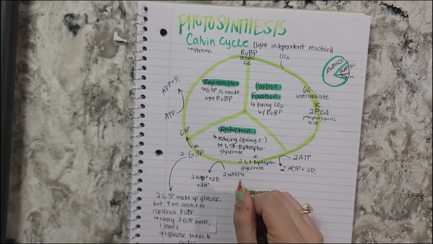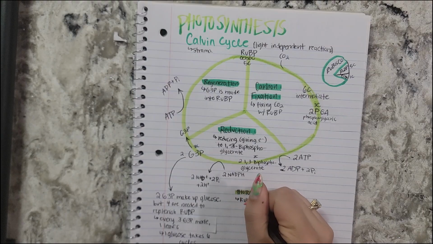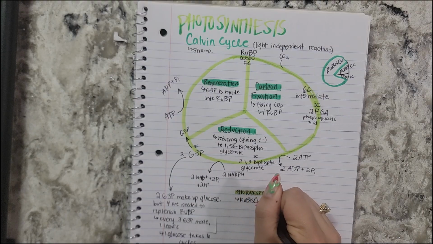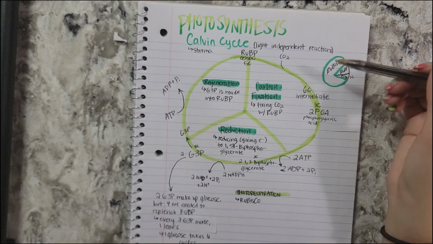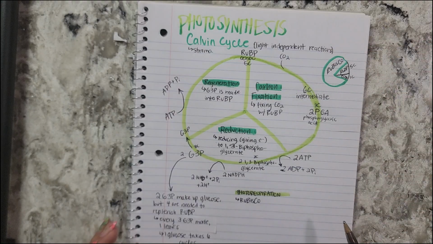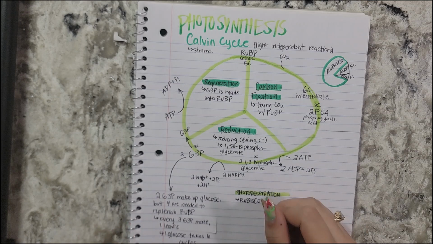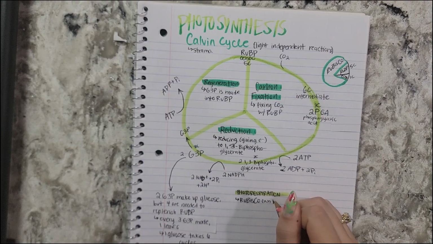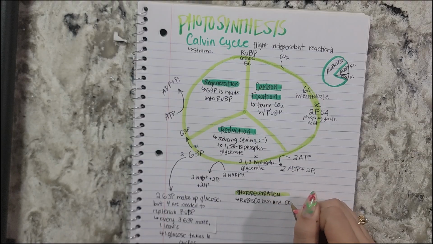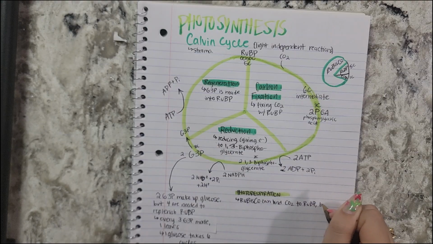So Rubisco is just an enzyme. Rubisco doesn't know really what it's doing. It just kind of does stuff. And it can bind RuBP to carbon dioxide, but it can also bind it to oxygen, which undoes everything we did in the light-dependent reactions of photosynthesis. So Rubisco can bind CO2 to RuBP, but it can also bind O2.